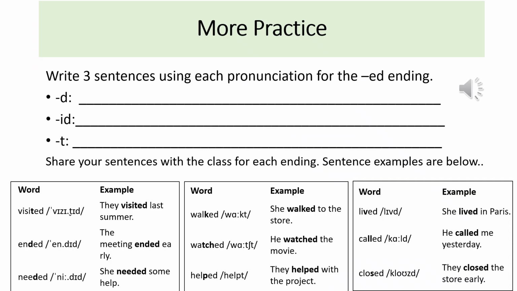Here we have more practice on the 3 ed word endings. Write 3 sentences using each pronunciation for the ed ending, for d, id, and t. When you're finished, share your sentences with the class for each ending. Sentence examples are below.